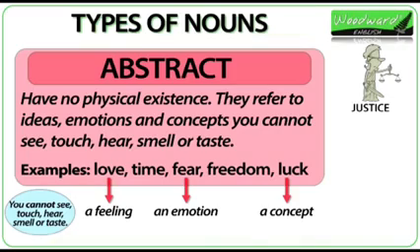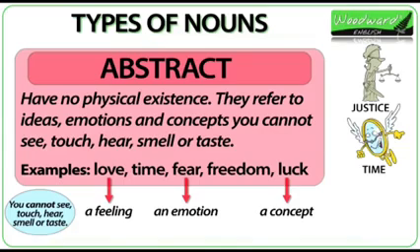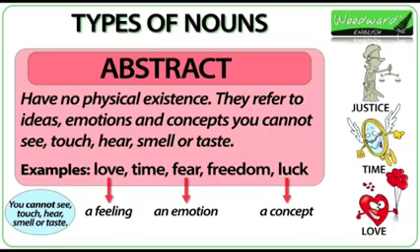Let's look at our pictures. Justice is not a physical thing. You cannot touch it, so it is an abstract noun. You cannot touch or smell or taste time. It is a concept that does not have a physical form or physical existence, so time is an abstract noun. And we already mentioned that love is a feeling, not something that you can touch.